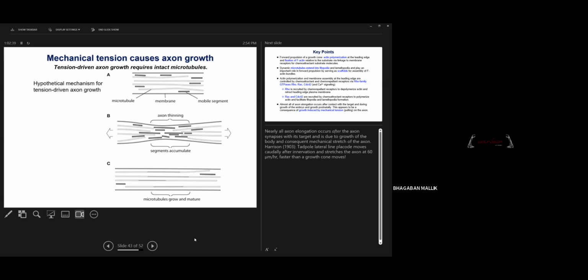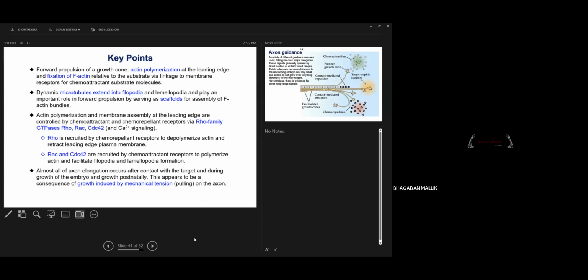So the mechanical tension is actually helping the axon to grow. You have local thinning because of the removal of the microtubule, the mobile microtubule segment moves here, then tension is created, and then you have growth of the axons. So it is not only the calcium signal, the mechanical tension also causes axon growth. These are some of the key points showing that actin polymerization is required for axon growth. Microtubules extend to the filopodia, form a scaffold, and help in axon growth.